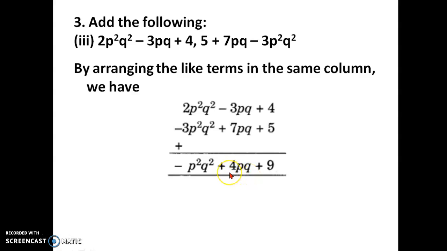Only the coefficient you should add, and write the variable as such. You are having pq here, so here also pq. Only the coefficient we have added. Here the like term is p square q square. Those like terms we have arranged in the same column. Here the coefficient is plus 2 and here it is minus 3.